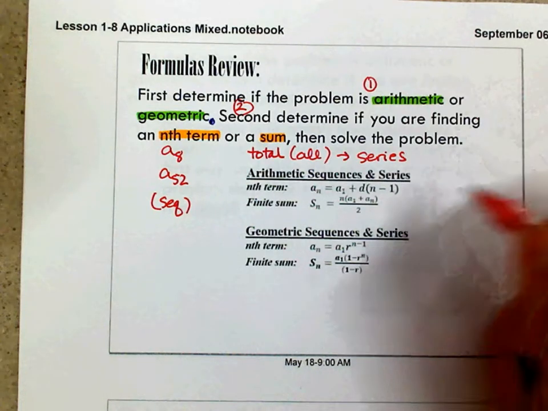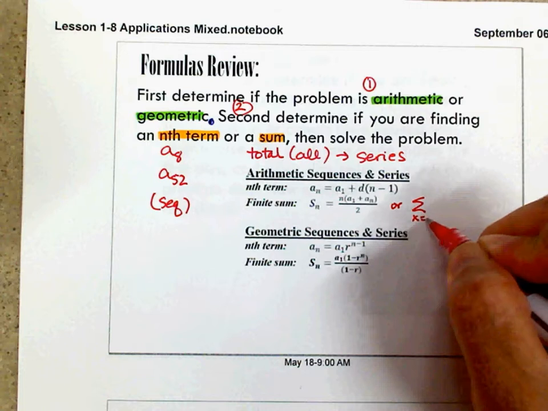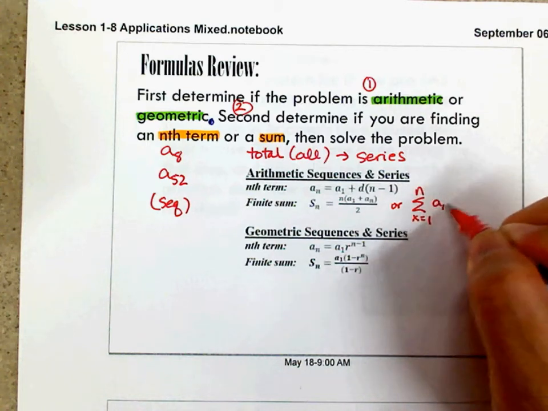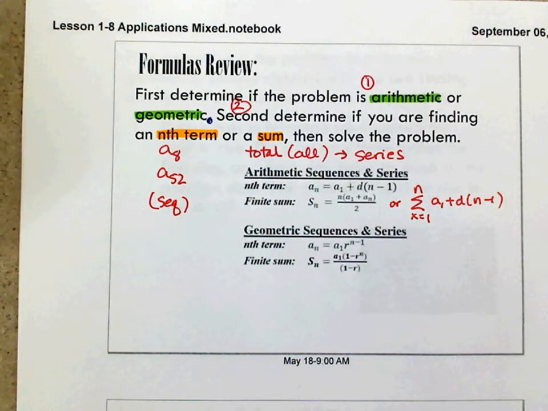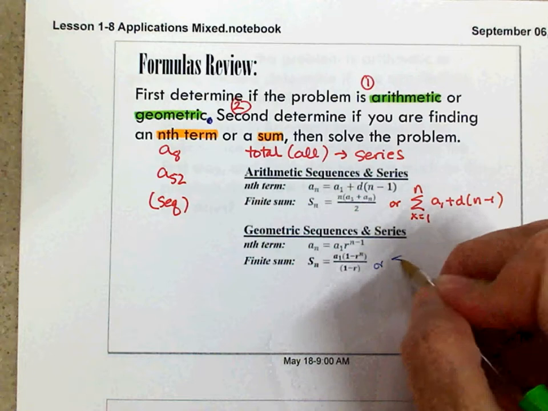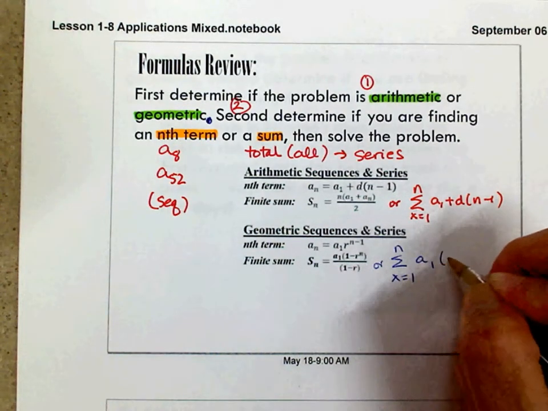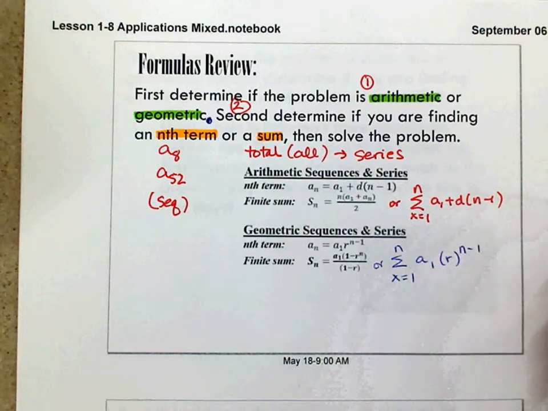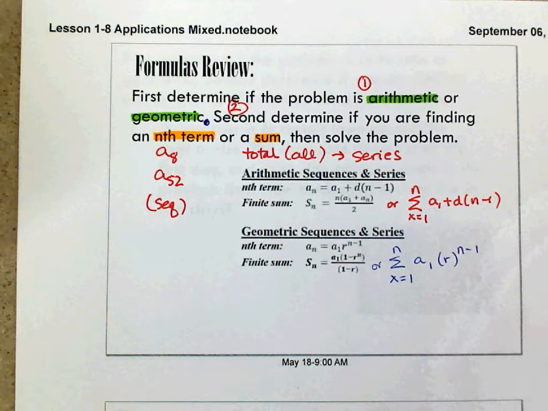Keep in mind you can use this, or you can use your sigma as well, where you have the first term plus d(n minus 1), okay? Or you could use this also, or you could use the sigma if you know the term, and the explicit formula is a1 times r^(n minus 1). Either one for your sum, okay? All right, so let's take a look at example 1.